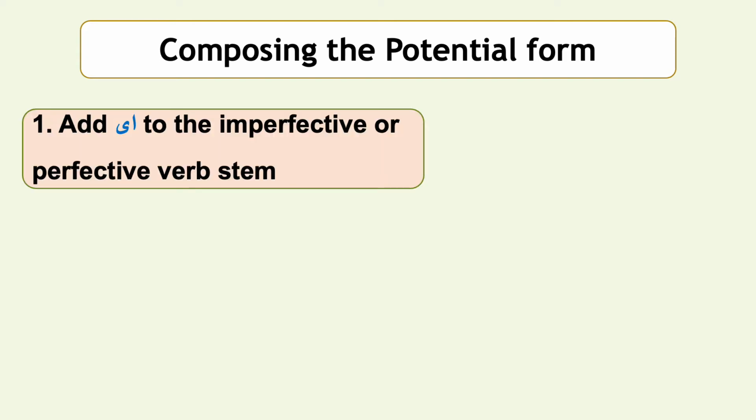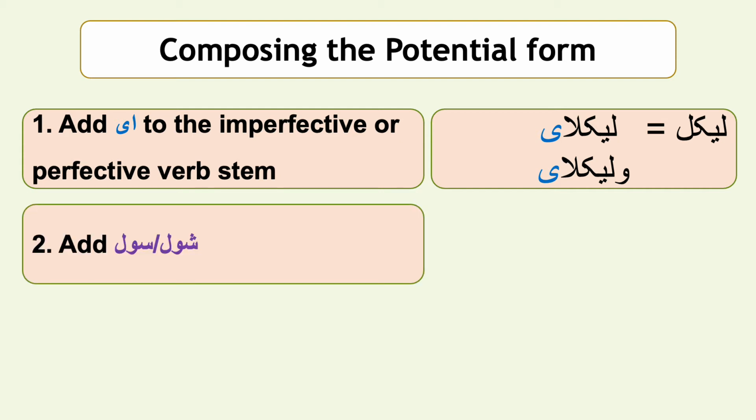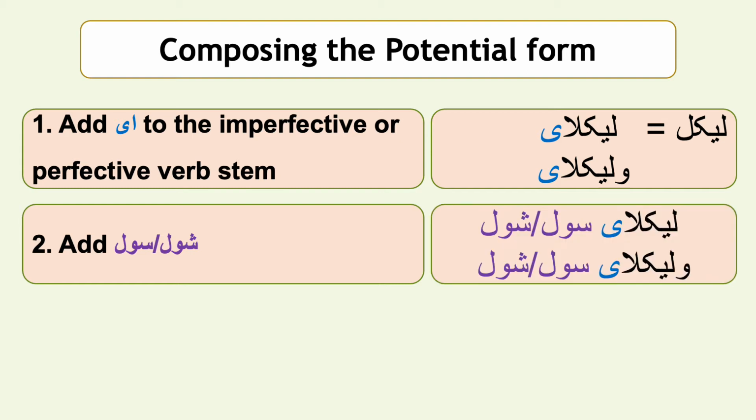In order to compose the potential form of the verb, we must take the following steps. Add alef and ye to the imperfective or perfective verb stem. For example, likal becomes likalai or wilikalai, and then add swal or shwal, and then we get likalai swal or wilikalai swal.